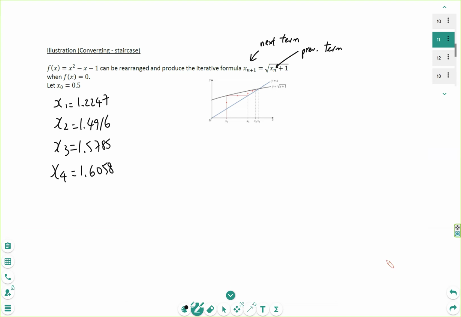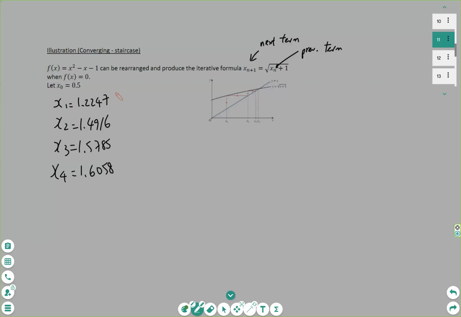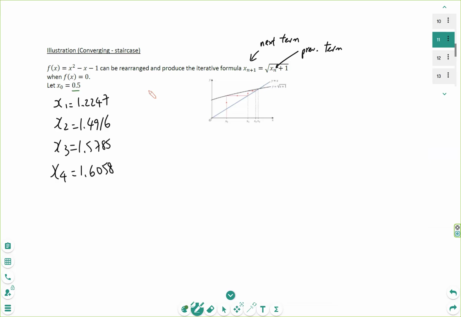So there's a quicker way to do iteration, which we're going to use again later. What we can see is from x0 equals 0.5 to x1 equals 1.2247, you're adding around 0.7. From this one to this one, you're adding 0.27 or so. For this one, let me use my calculator: 1.57 minus 1.49, that's 0.08. And this one you can see 0.03-ish.